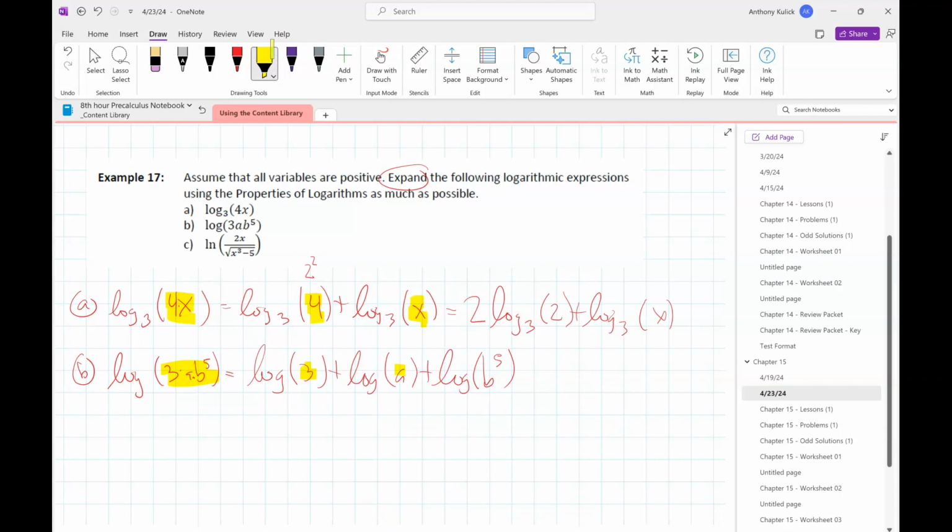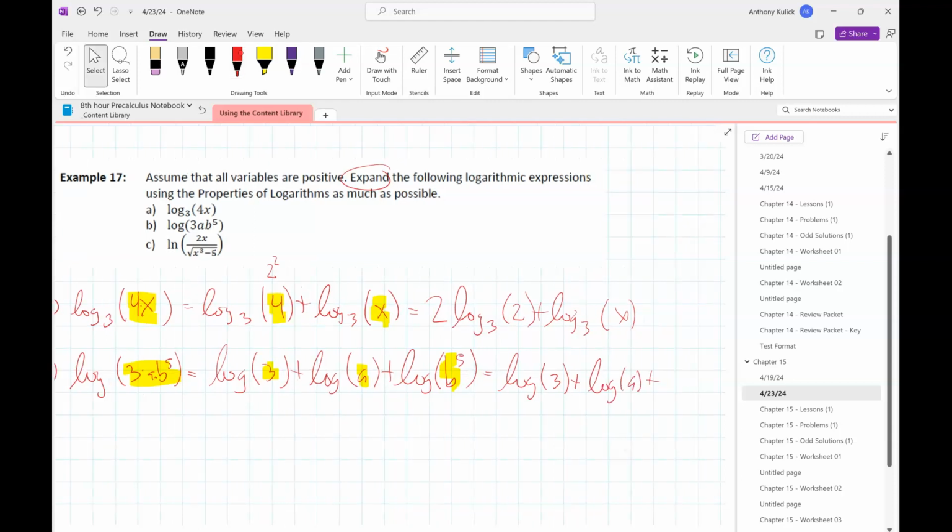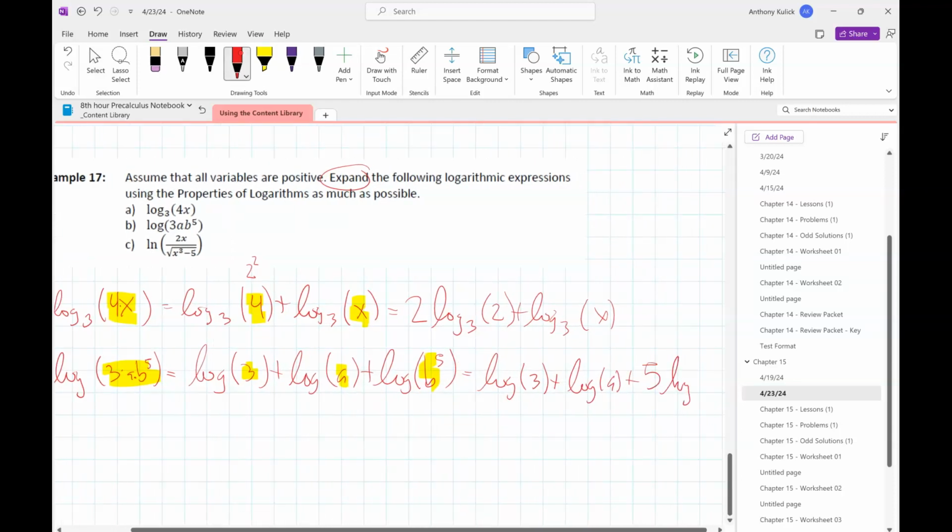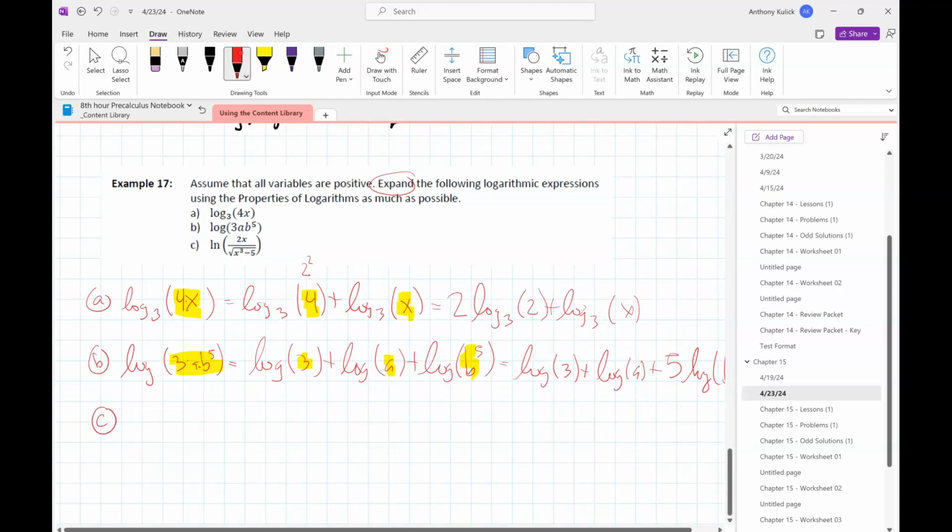Now, inside of each of these logarithms, I'm going to look for power properties. 3, well, that's prime, can't do anything to that. a, no exponent on that, can't do anything to that. And then b to the 5th, that we can do. So again, the power on the exponent is going to become the coefficient on our logarithm, and the base stays the same. So that's our final answer. Everybody good?